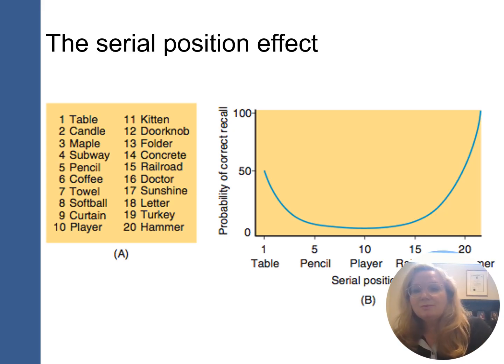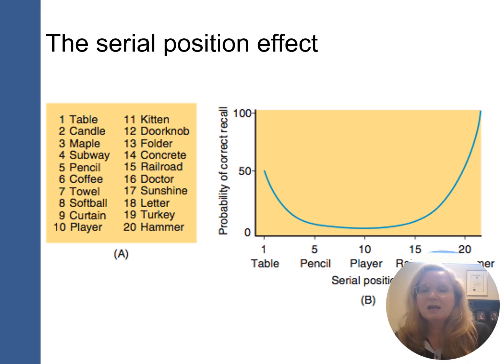Okay, so how do we know that we don't move everything into long-term memory? Well, you can do studies, of course. Sometimes cognitive psychologists like to do studies where they just give people lists of words, things to remember. So they might give a subject a list of words like this that are just random words like table, candle, maple, subway, pencil, coffee, and you get the idea. Going through 20 lists of words that aren't really related, not all that difficult, but they give them a list of words to remember, and what they find in these lists of words is a serial position effect.